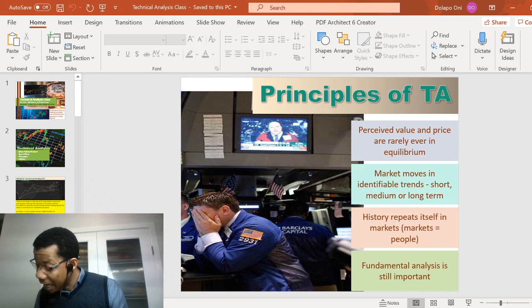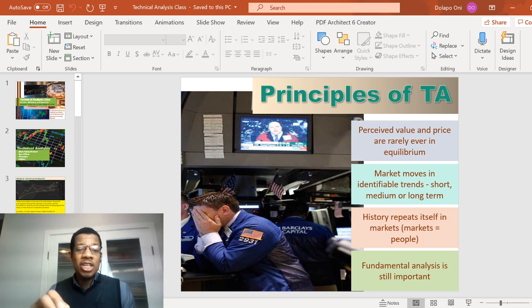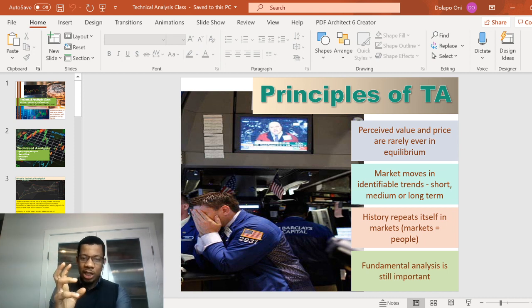Markets move in identifiable trends, trends that you can actually see, trends that you can actually understand, trends that you can actually know. And you can see that, oh, this is a short-term trend, or this is a medium-term trend, or this is a long-term trend. And you can actually ride on those trends.